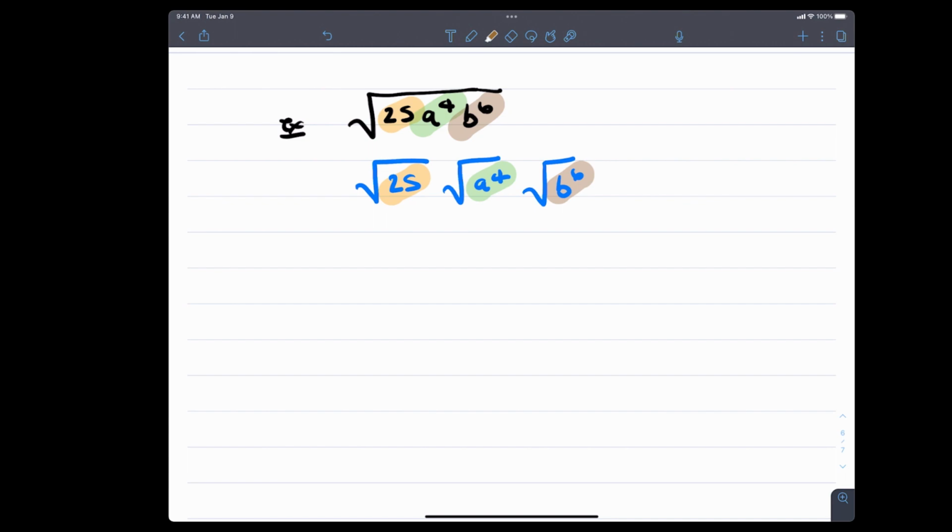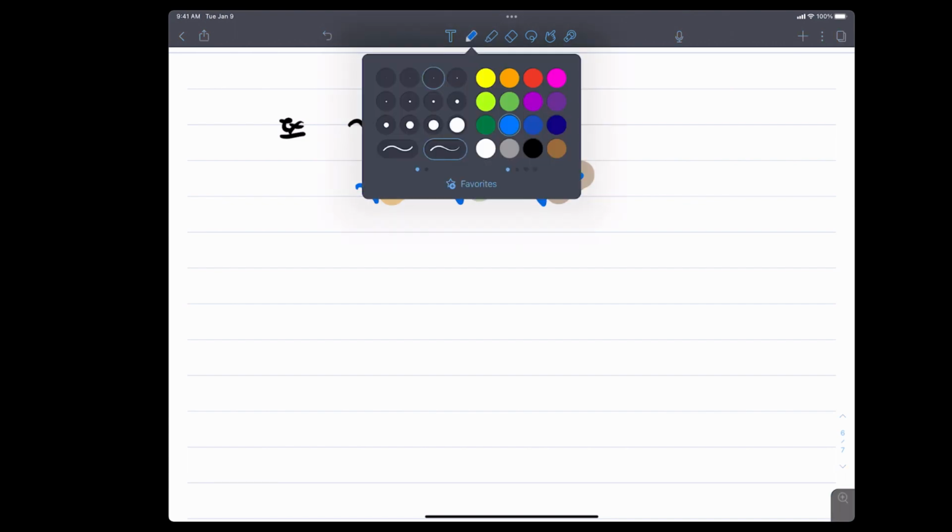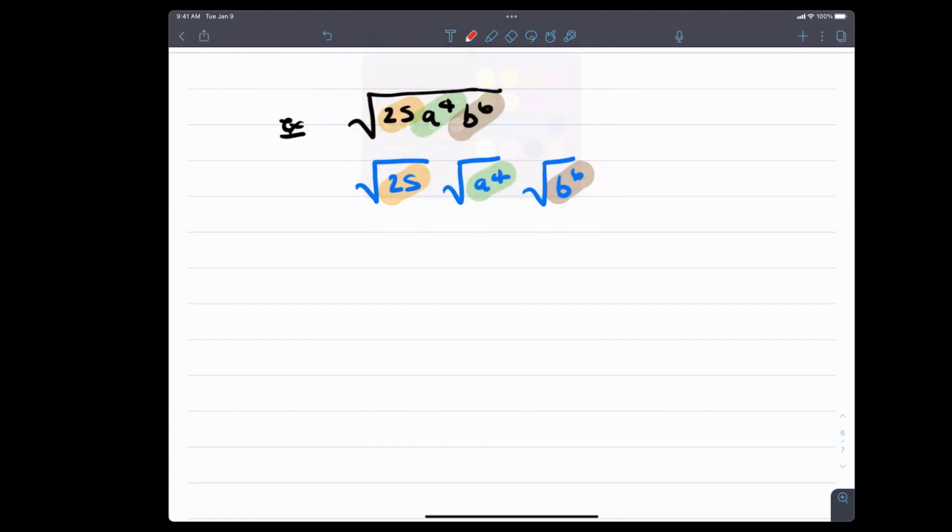Right? What rule is this? Is it quotient? Let's think. What is this called when you see it? Yes, it's product rule. What am I really saying you guys do? Do them separately, one at a time. That's what I'm saying. Do them what? Separately.